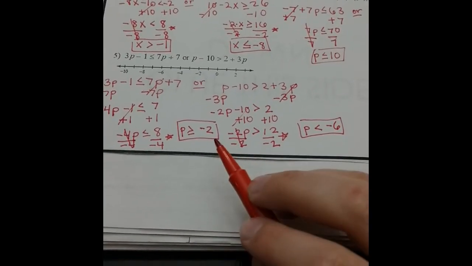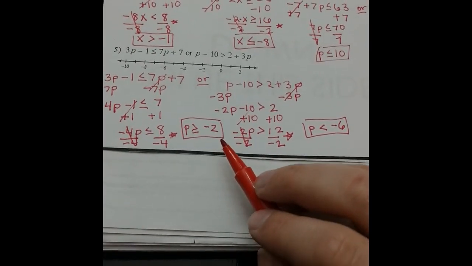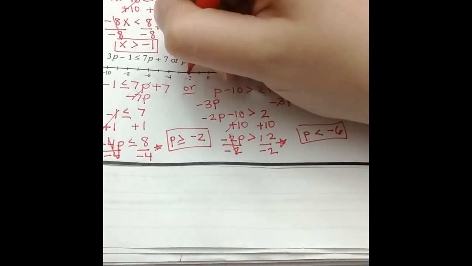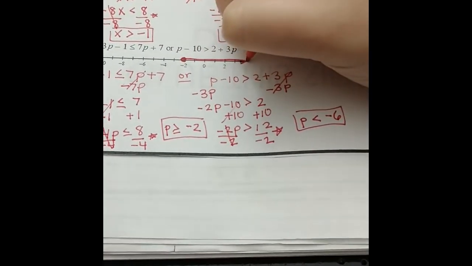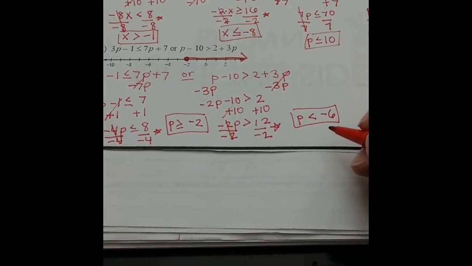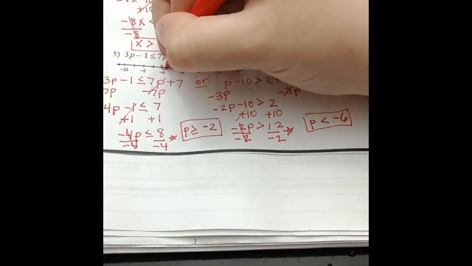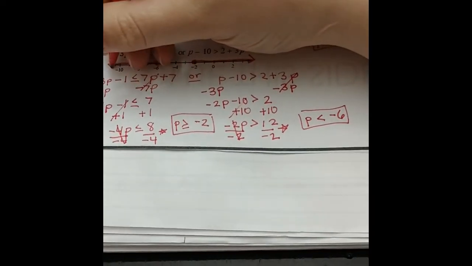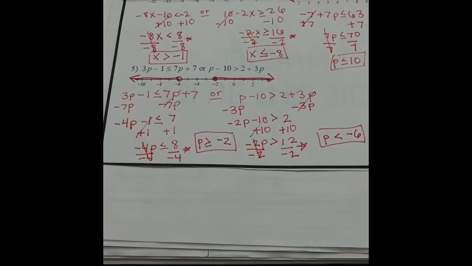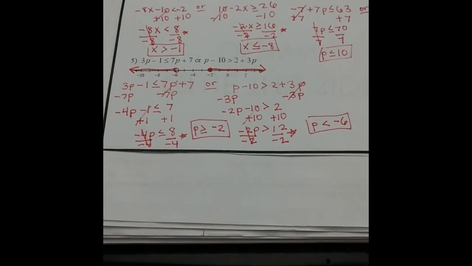Alright, so now we just need to graph this. So greater than or equal to -2, that's a closed hole on -2. And greater than or equal to means we're going to the right. And then less than -6 is an open hole. And less means go to the left. And there you have it. There's our last answer here.